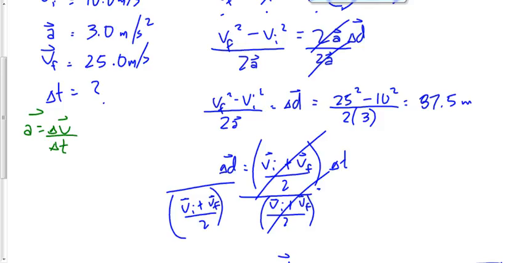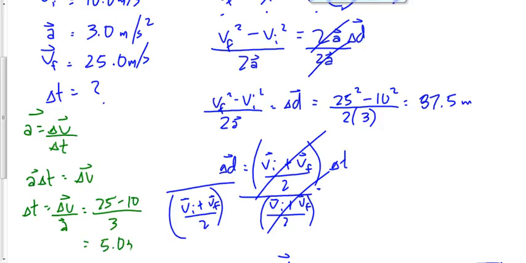Now I want to get T on the top. So let's multiply both sides by T. It ends up canceling out on the right-hand side, right? Now let's divide by A. VF is 25 minus 10. The acceleration was 3. Gives me 5.0 seconds.